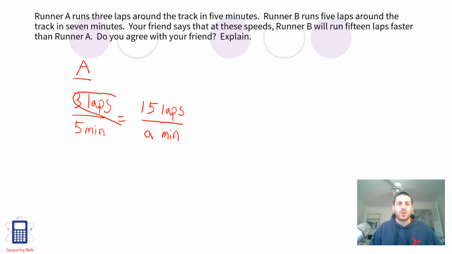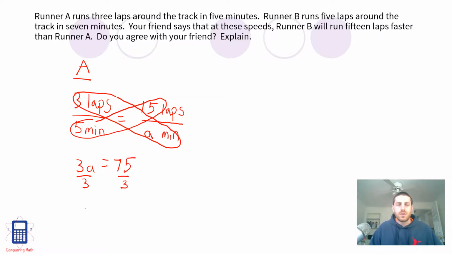Most popular way, cross multiply. So we'll circle those two together. So we have 3A, and then we'll circle these two together, equals 75. So 3A equals 75, and we want to know what A is, so we'll divide by 3. And we have A equals 75 divided by 3, which is 25 minutes. Okay, and that matches up with what we did before, so we know we're good on that one.